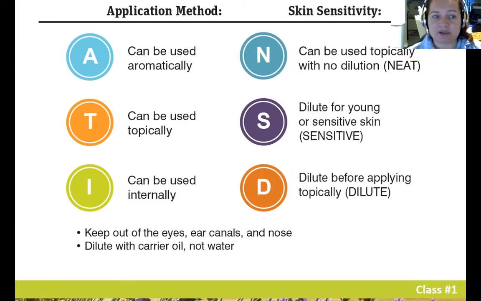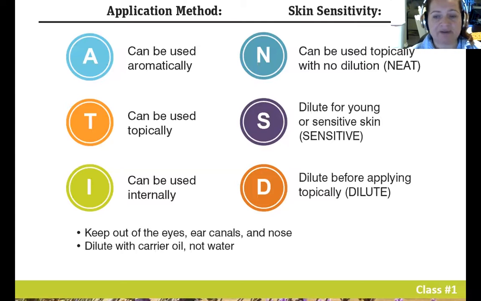Essential oils can also be used topically, and that stands for the letter T. You can apply them to the bottom of your feet, your hair, skin. Remember to keep them out of your orifices, so out of your eyes, ears, nose and other orifices too. The third application method is internal, in your water, under your tongue, or if you don't like the taste of oils, like me, in the veggie cup.